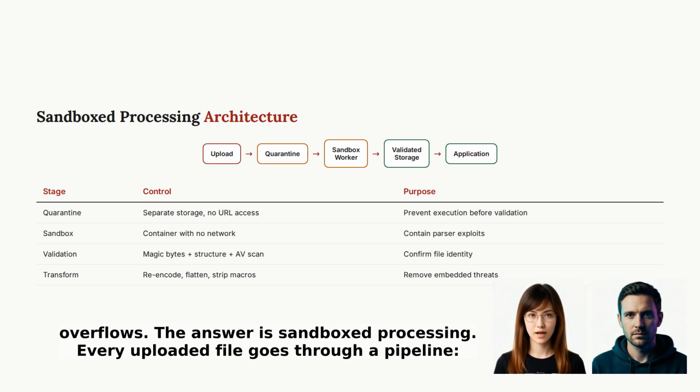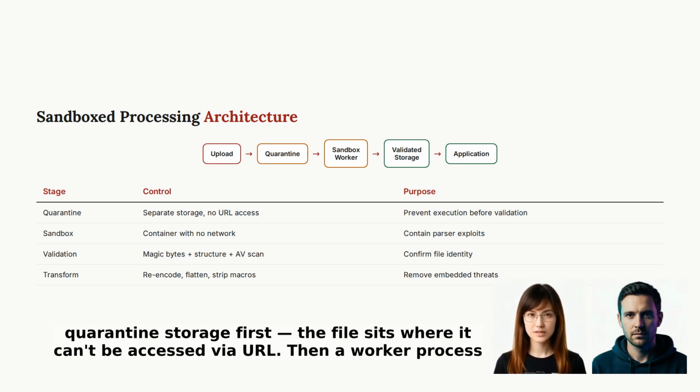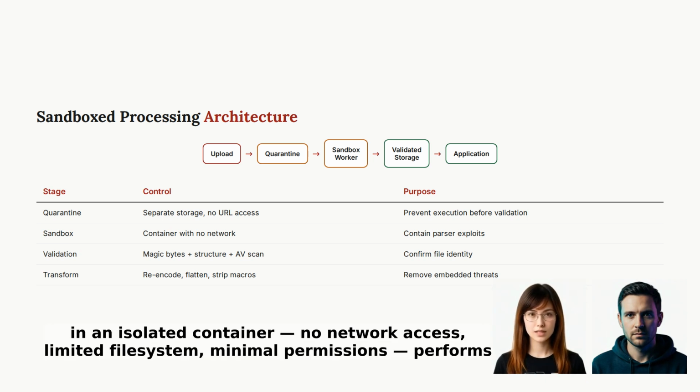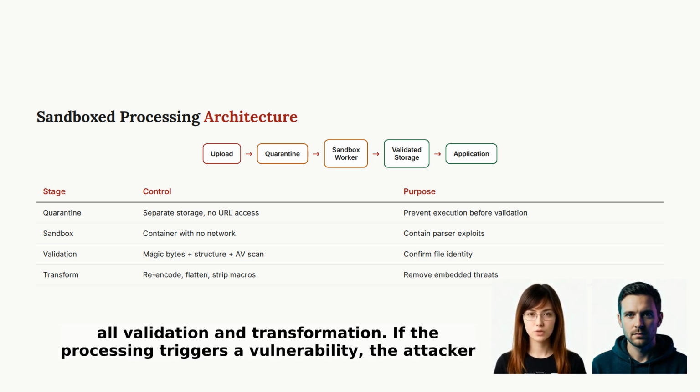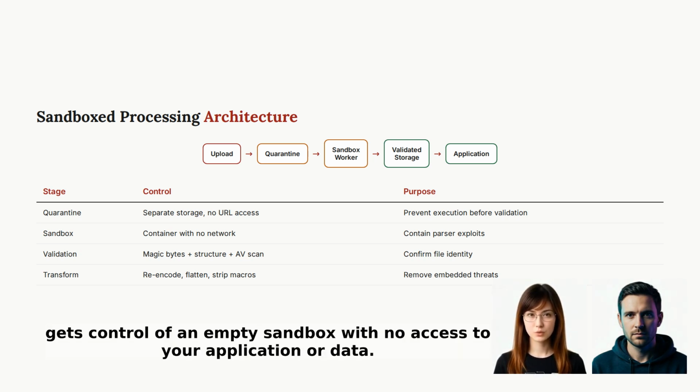Every uploaded file goes through a pipeline. Quarantine storage first. The file sits where it can't be accessed via URL. Then a worker process in an isolated container. No network access, limited file system, minimal permissions, performs all validation and transformation. If the processing triggers a vulnerability, the attacker gets control of an empty sandbox with no access to your application or data.